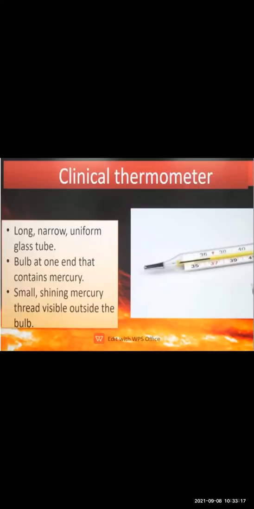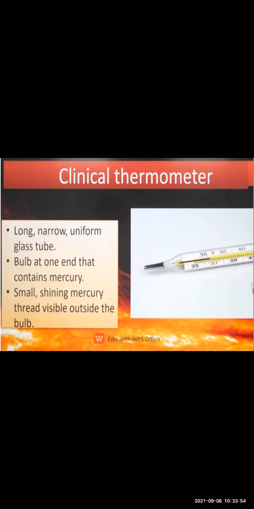The picture you are seeing is a clinical thermometer. Here you can see that the thermometer is long and narrow, and it has a uniform glass tube. The length of the thermometer is big, it is narrow and long, and it also has a bulb at one end of the glass tube.